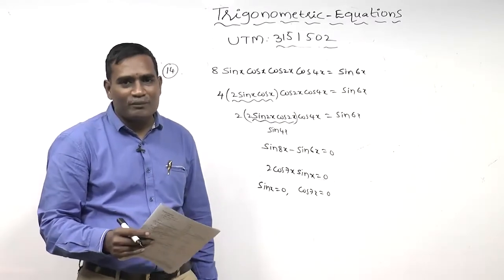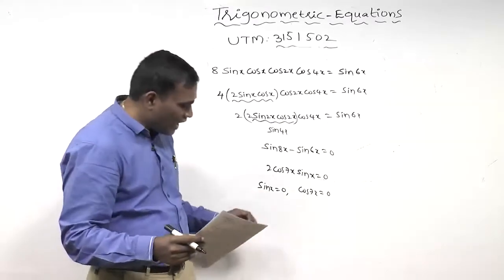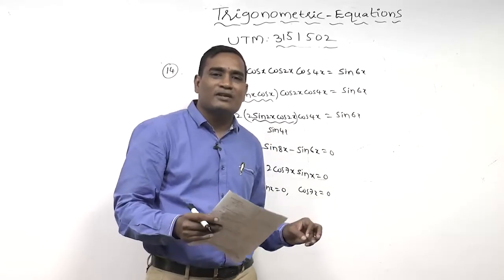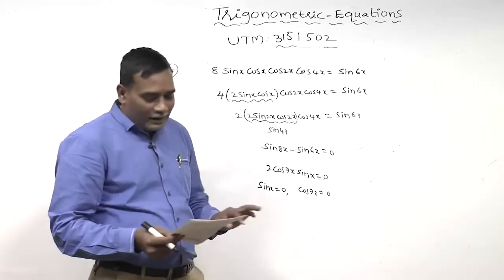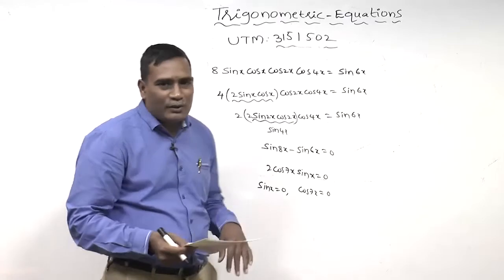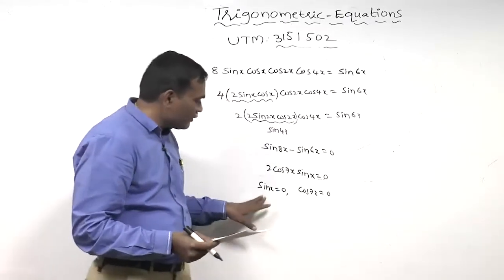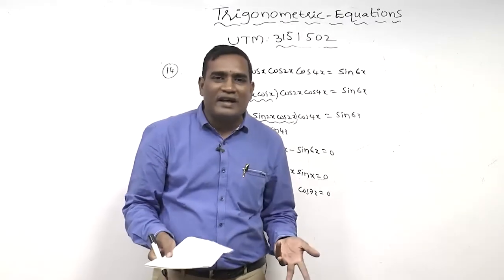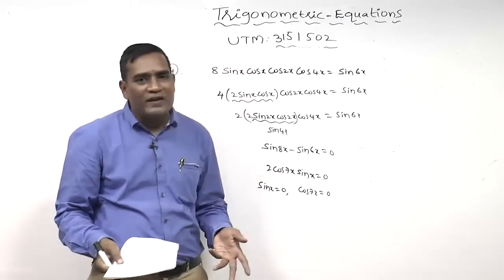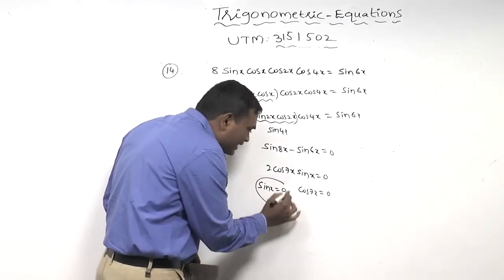Is it the first option? No, the answer is not the first option. Why is it not the first option? In the question, sin 6x by sin x is there, no? If sin x is equal to 0, something by 0 is not defined, or 0 by 0 is not defined. So that's why don't take sin x is equal to 0.